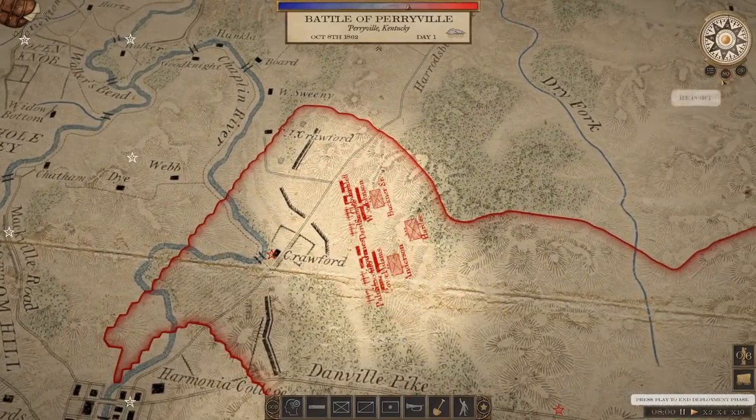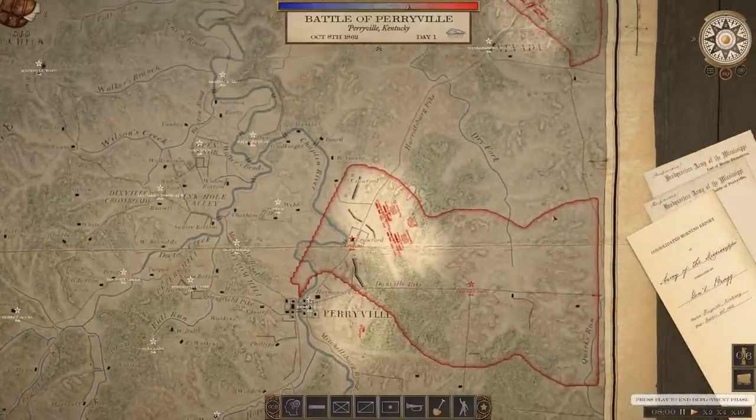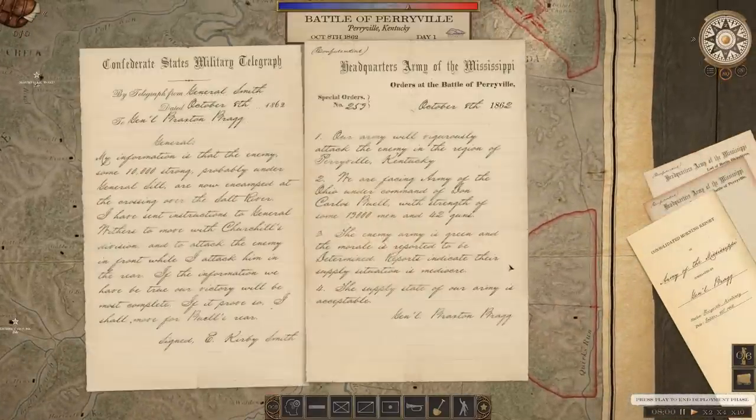Okay, let's take another look here in the reports. This is basically the headquarters view. Here you have the paperwork prepared by the headquarters staff. This is the briefing, which explains the situation we are in now. So we should be facing Don Carlos Buell with a strength of some 19,000 men and 42 guns. We have information that the enemy army is green and the morale is reported to be determined, and their supply situation is mediocre, and our supply state is currently acceptable.